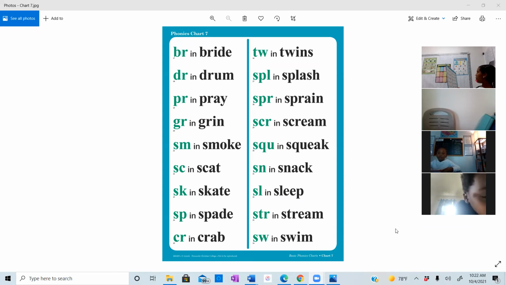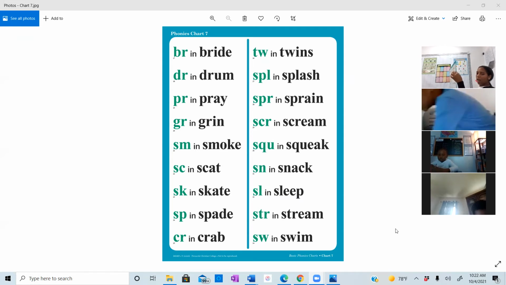SM says and smoke. SC says and scat. SK says and skate. SP says and spade. TR says fur, and crab. TW says twa, and twins.